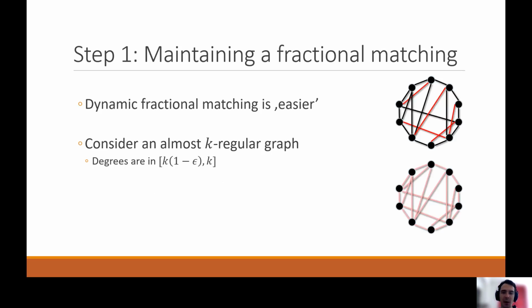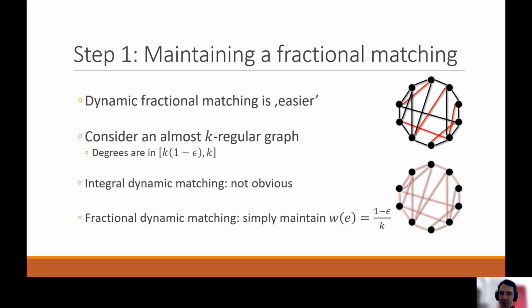Why do we focus on fractional matchings instead of integral matchings? Well, the simple answer is that it seems to be an easier problem and there are stronger results out there for it. To see why that could be, just consider an almost k-regular graph where degrees lie between k times 1 minus epsilon and k, so it's dynamic, there's some fluctuation. Maintaining an integral matching in such a graph is by far not obvious, but maintaining a fractional matching fully dynamically is clear. We just assign the same uniform weight to all edges, and we will get an almost optimal solution. So there are many instances where fractional matching seems to be easier, and in general, there are just stronger results out there.